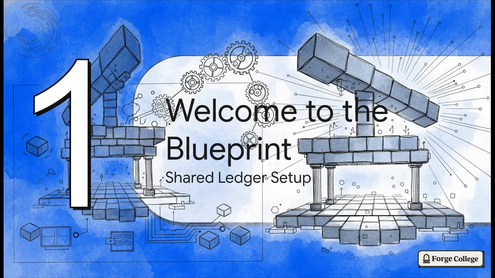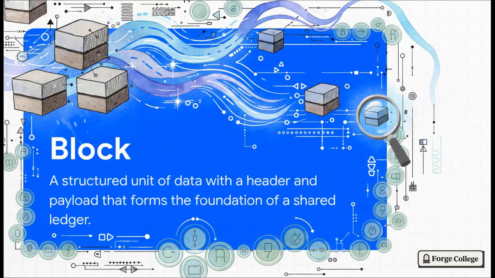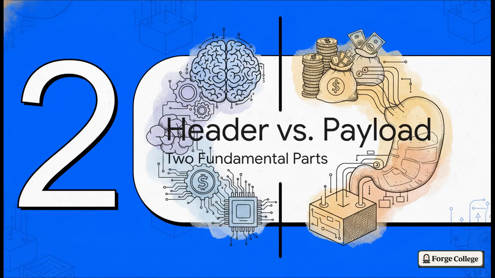Section 1. Welcome to the blueprint, the shared ledger setup. So, think of a block simply as a highly structured unit of data. Just like a physical brick is made of specific materials fired in a very specific way, our digital block is built from two fundamental anatomical parts, a header and a payload. And this structural division is absolutely crucial to how the entire network processes information, verifies data, and ultimately agrees on the truth.